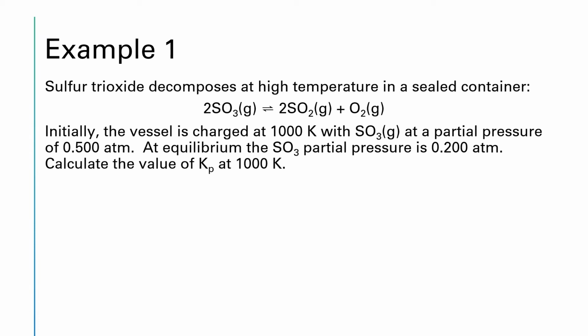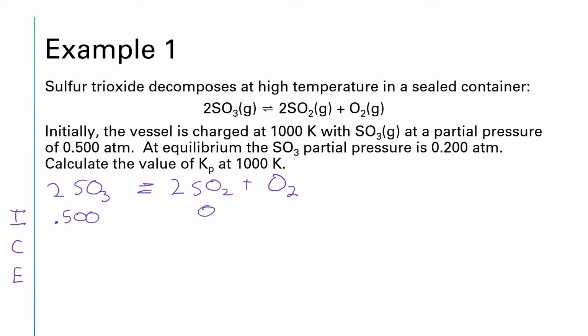So I'm going to rewrite our reaction, which is 2SO3 in equilibrium with 2SO2 plus O2. Now, all of these chemical species are gases, so they will all play into our Kp expression. Initially, the only chemical we have is SO3 at a value of a half atmosphere. So that means we don't have any SO2 and we don't have any O2, so the reaction can only go in the forward direction.